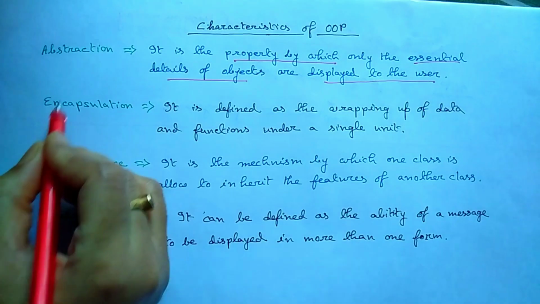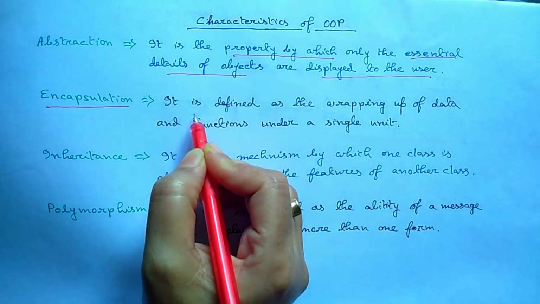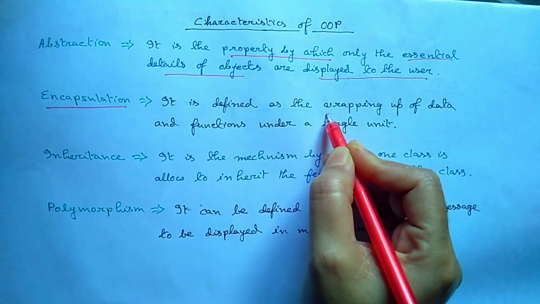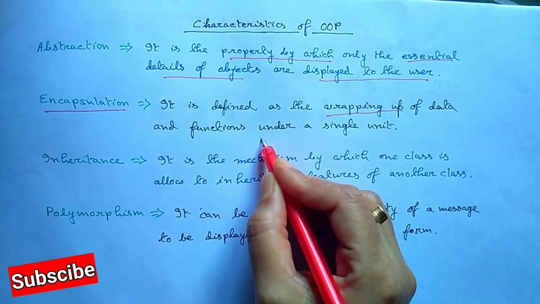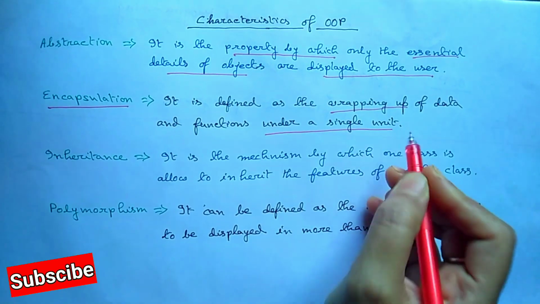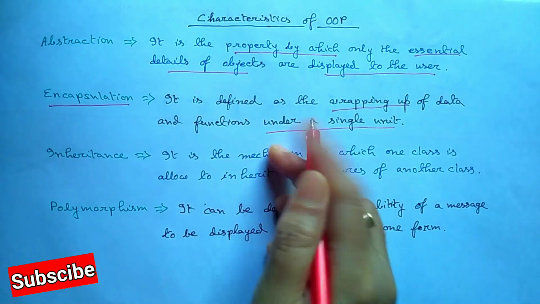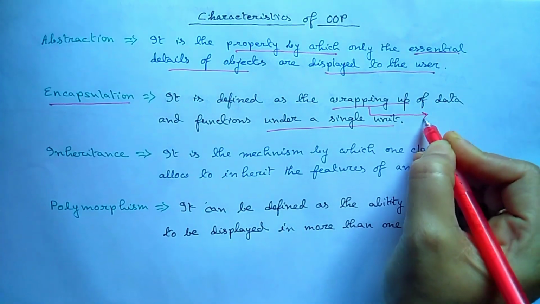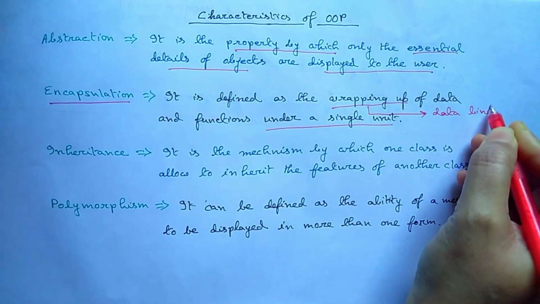The second feature is encapsulation. It is defined as the wrapping up of data and functions under a single unit. That means the concept of data binding.